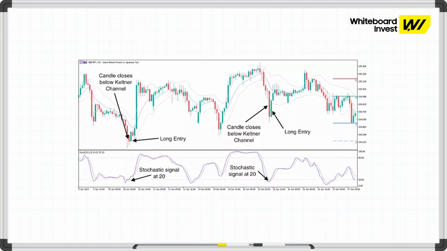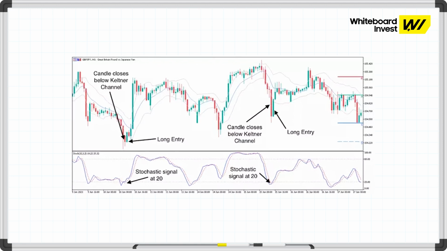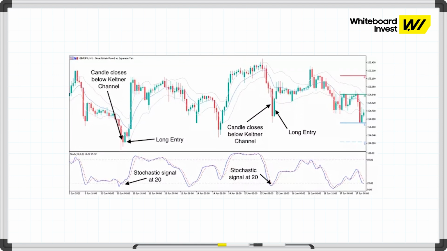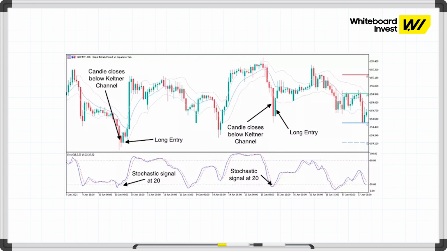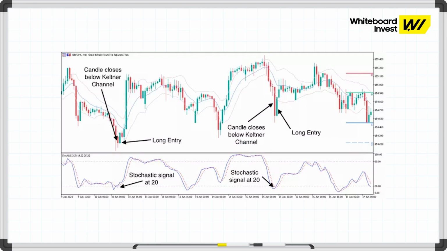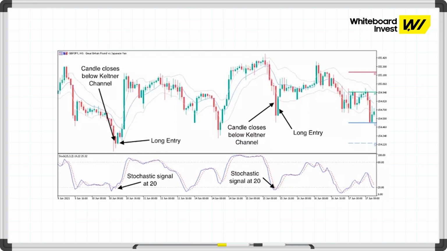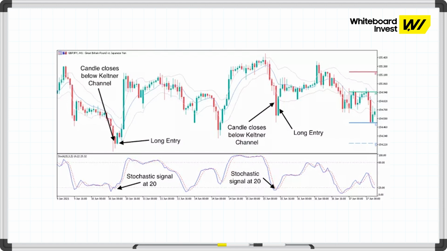Stochastic oscillator. When both lines are in the oversold region, it signals a possible reversal to the upside. When both lines are in the overbought region, it signals a possible reversal to the downside. Additionally, the crossover of these two lines can help predict future price movements.